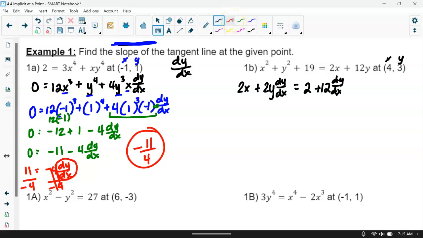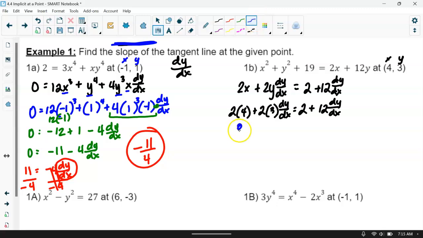Now here, if you wanted to, you could go back to how we had solved in the past, where we would gather the variables and divide out, but I'll go ahead and continue with substituting. So this is 2 times x, or 2 times 4, plus 2 times y, which is 3, dy/dx. That is equal to 2 plus 12 times dy/dx, because there was no x or y.